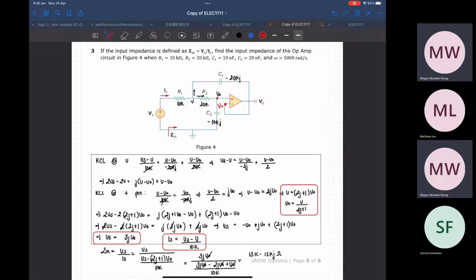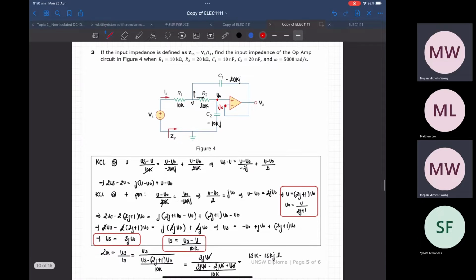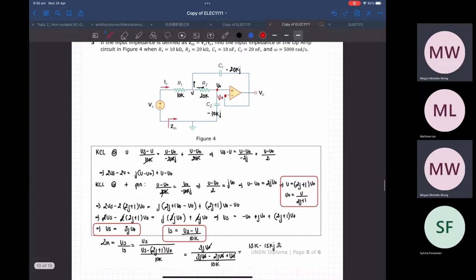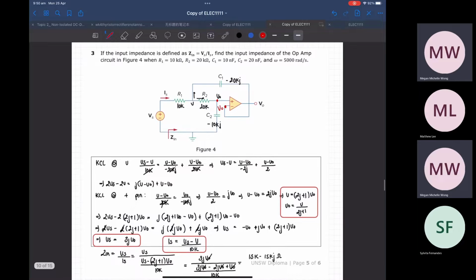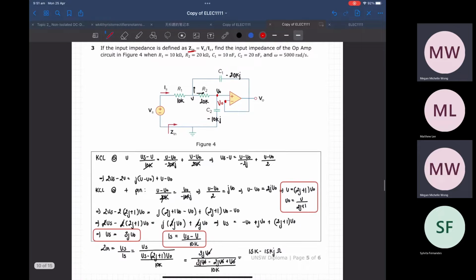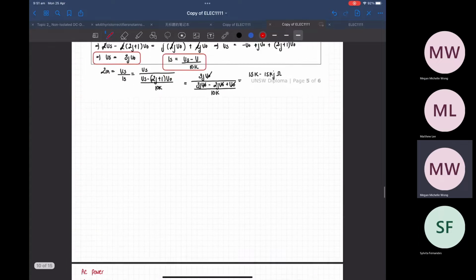So when you formulate your equations, you just need to take into account that you use node analysis to do it, and the working out is already at the very beginning. It also asks you to calculate the input impedance, and for that you need to solve for your IS and then divide. So input impedance would be your VS over your IS. So to do that, you need to find your IS.